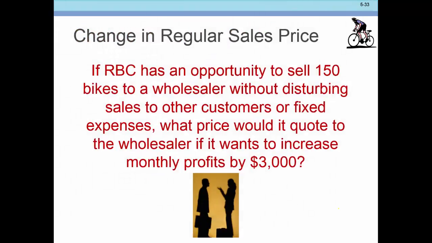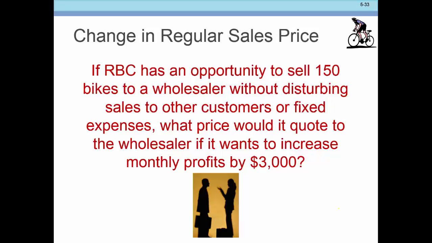Okay, good. How about this one? We have an opportunity to sell 150 bikes to a wholesaler without disturbing sales to other customers or fixed expenses. What price would we quote to the wholesaler if we want to increase monthly profits by $3,000? Now, what's happening? We're assuming that we have already broken even. And now we have somebody who wants us to add some additional bikes to sell them. We're saying, what can we sell them those bikes for if we want to increase our profit by $3,000, right?